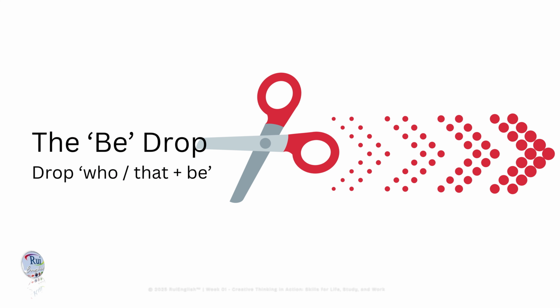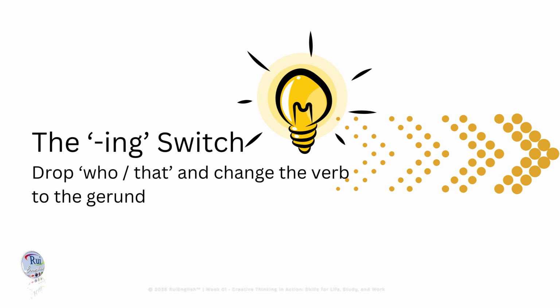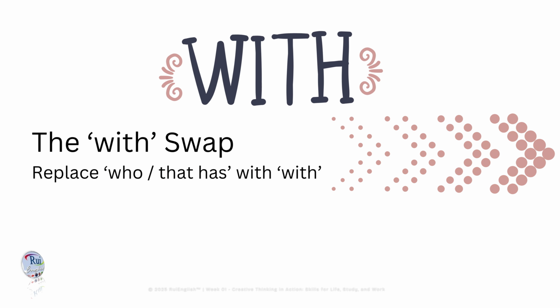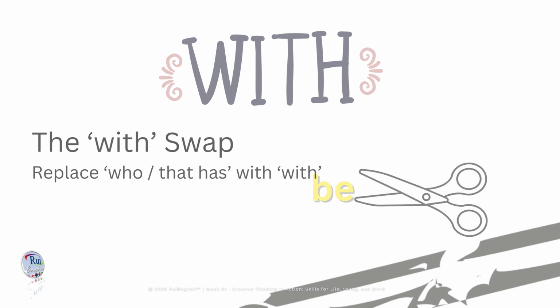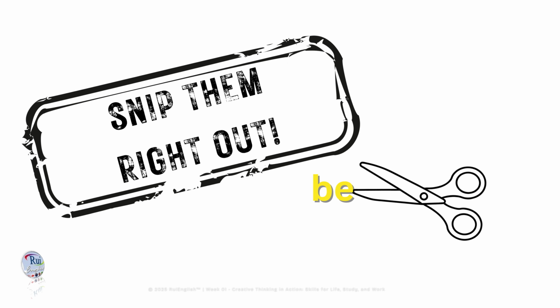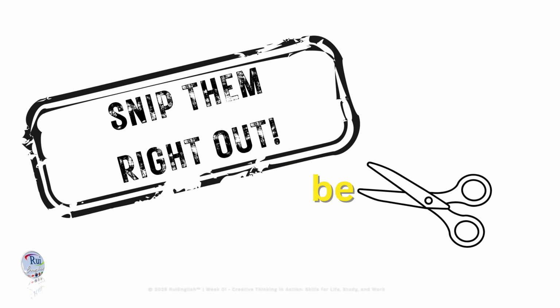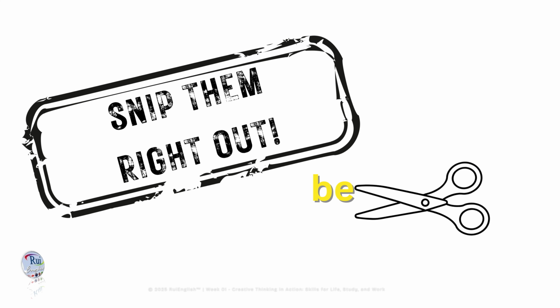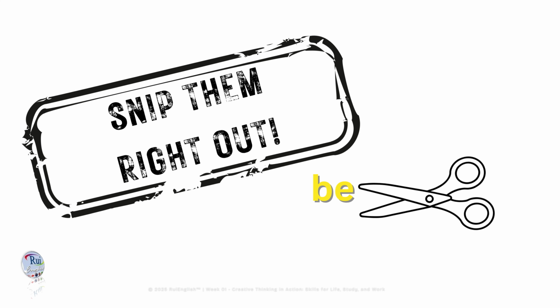All right, let's dive into the 3 simple techniques we're going to master today. First up, we'll learn to drop the be verb. Then, we'll switch verbs to their ing form. And finally, we'll do a really simple swap using the word with. You ready? Let's go. Our first rule is probably the most straightforward one. When you see a descriptive phrase that uses who is or that is, a lot of the time you can just drop them, snip them right out of the sentence.